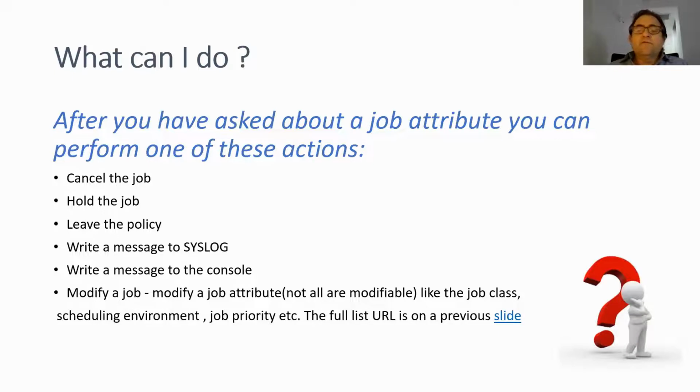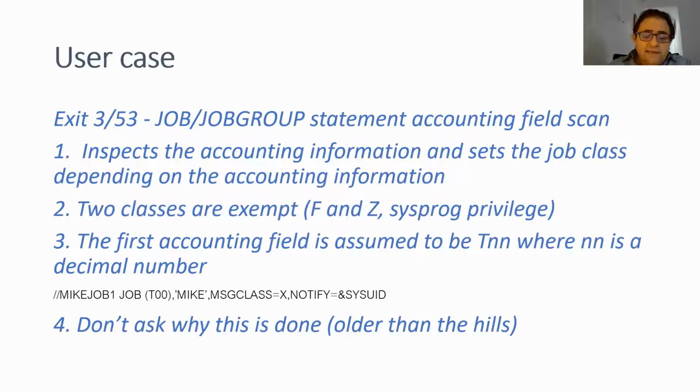You can think of scheduling environment. You can think of service class, which is an interesting one. You can change the service class of a job, even though WLM might have classified it somewhere else. You can change the job priority and so forth. You can look at the list at your leisure. Let's look at what I actually did as a customer.